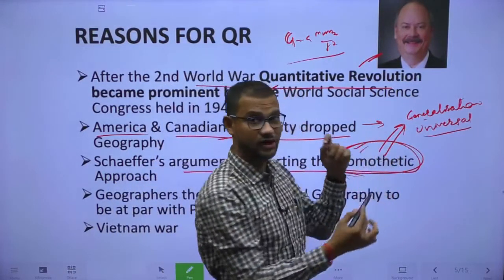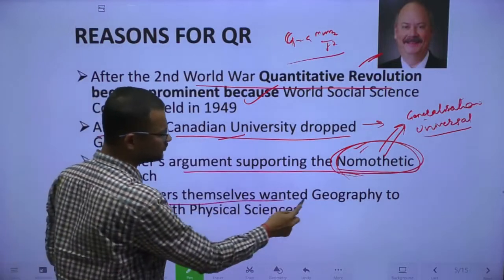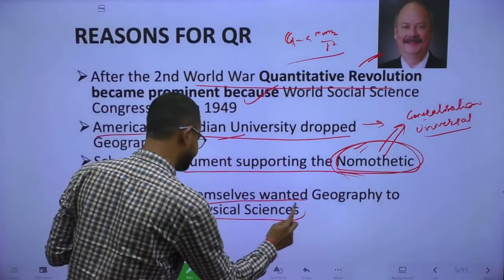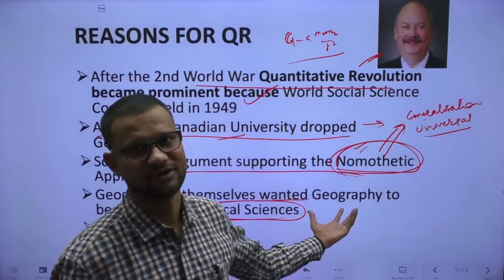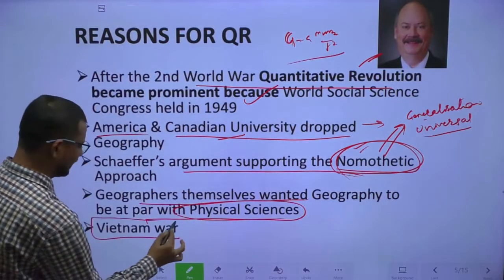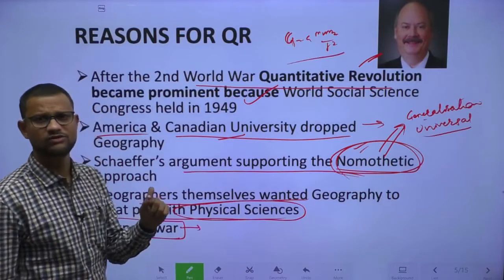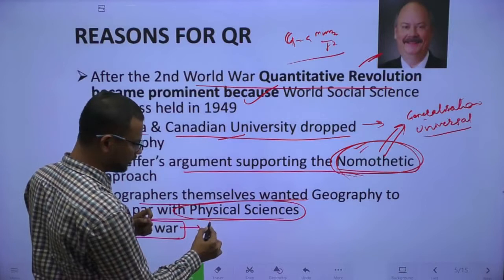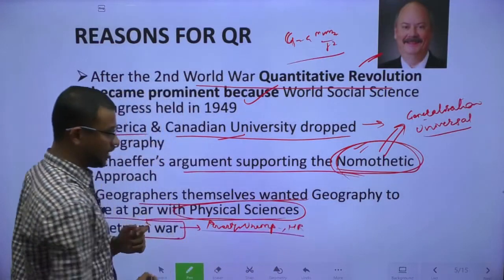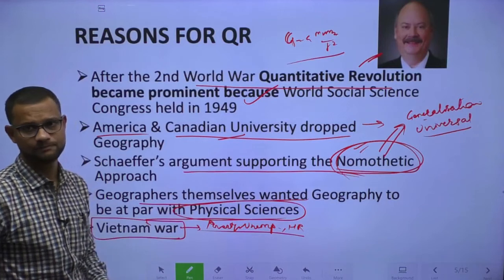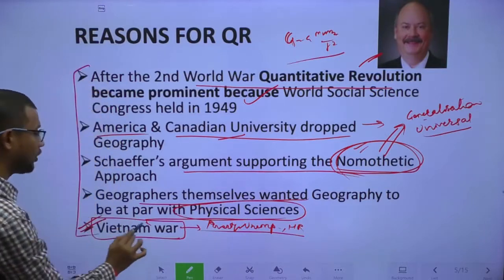It was actively promoted by Fred Schaefer, a prominent geographer, and geographers themselves wanted geography to be at par with the physical sciences, those are physics, chemistry, math, and those things. And there was the long-drawn Vietnam War, which had a severe impact on overall human development: poverty, unemployment, human rights violations, women's rights and everything. Geography was unable to answer all these things.